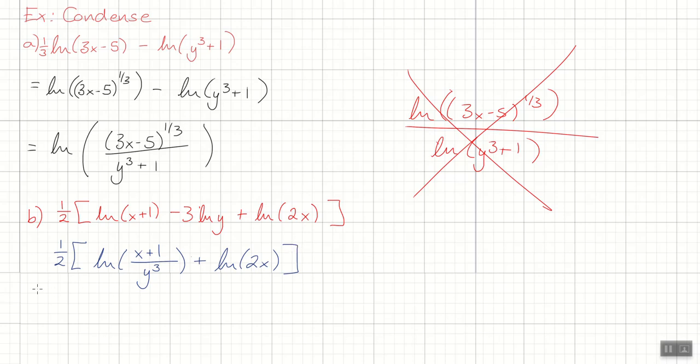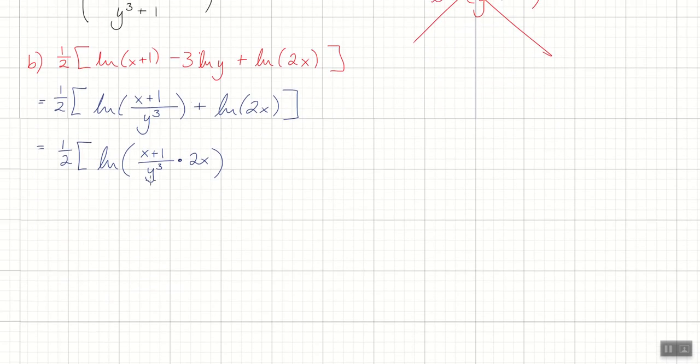Okay, looking inside of here then, what else could be changed before I deal with the 1/2? There's addition between these logarithms, which meant the arguments did what? They multiplied. I'm going to write this an ugly way for now. I wouldn't normally, but just so we can clearly see it. X plus 1 over y cubed times what? 2x. It's kind of ugly. Anything else we could do? Let me rephrase that. What else would you like me to do? Anybody?